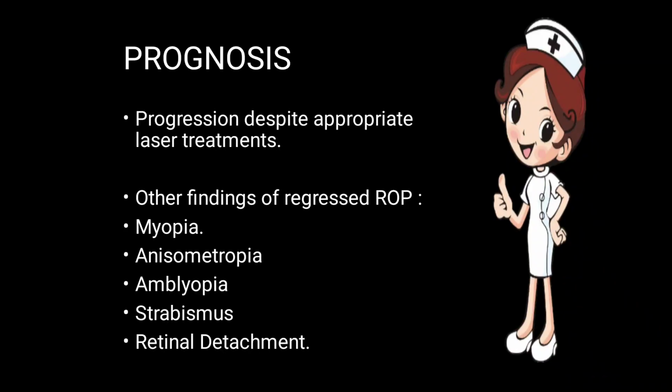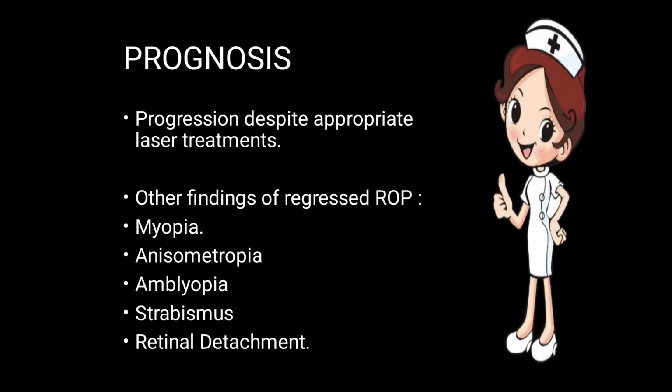So progression depends upon which kind of laser treatment is given to a child. Other findings of regressed ROP. Sometimes the ROP gets regressed. Regressed means it stops at some stage without any treatment. If it stops, for example, it moves to the second stage and stops, or the third stage and stops. So the other findings are myopia. Myopia means the image will be formed in front of the retina, so the patient becomes myopic, meaning a minus number should be given to the patient.